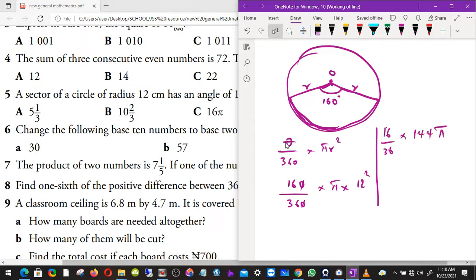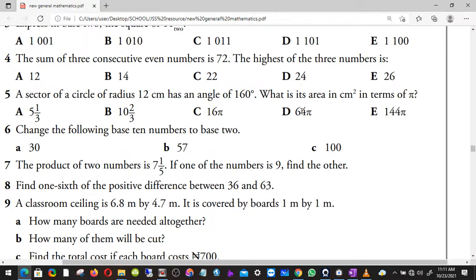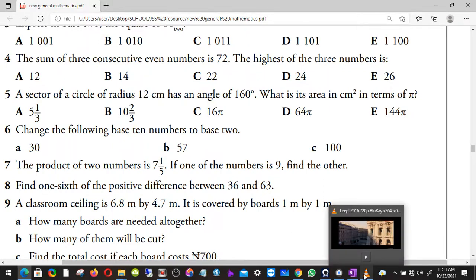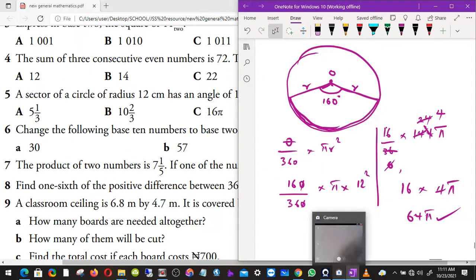Okay. Did 6 go here? Yes. 6 here. 6 goes into 36, 6 times; 6 into 144, 24. So what do we have? 16 times 4 pi. 16 times 4 is 64 pi. So the area of that sector is 64 pi. Option D. If you got it, stand up. You got it.